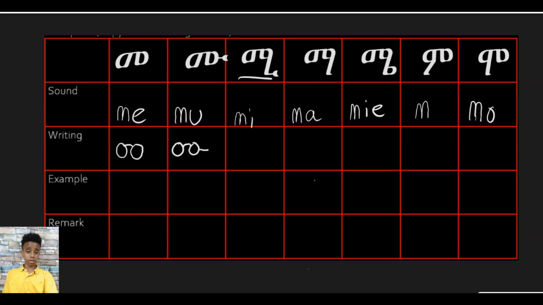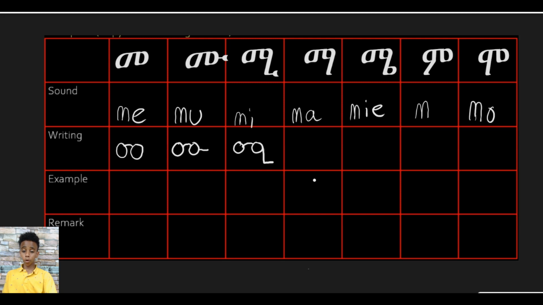Our third letter is the letter Mi, and Mi can be written by making two circles, connecting them. But this time we're going to make a capital L to the side. This is how you write the letter Mi.